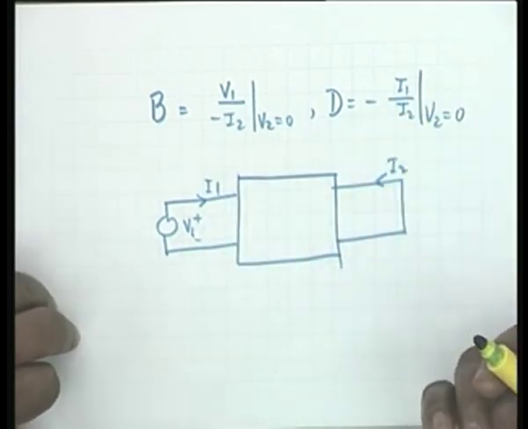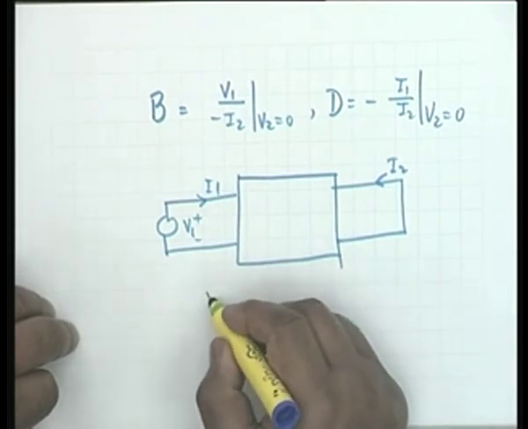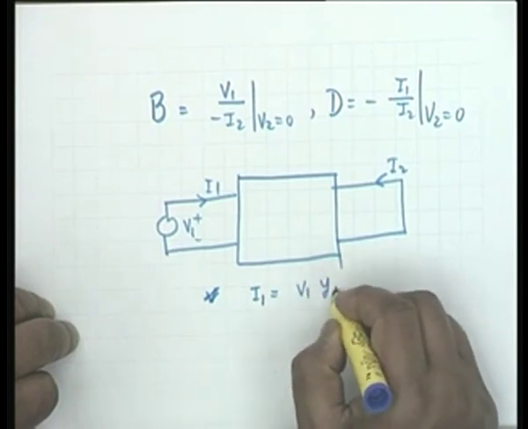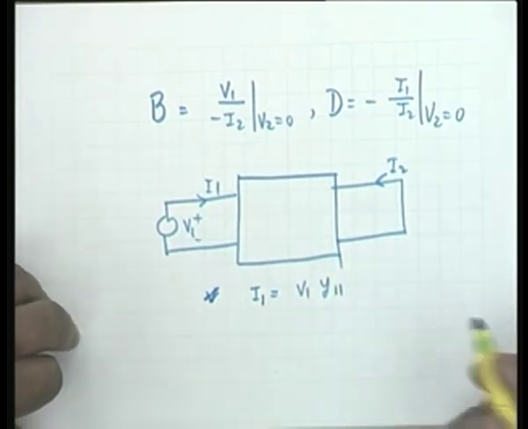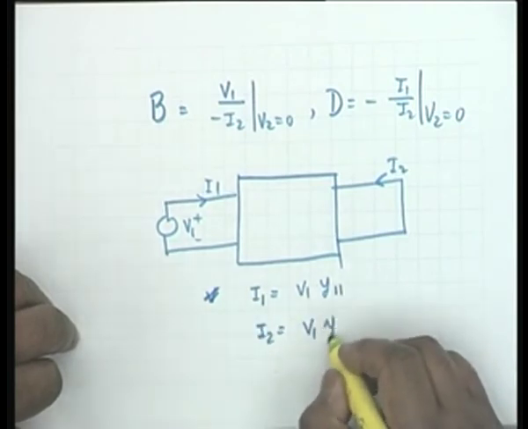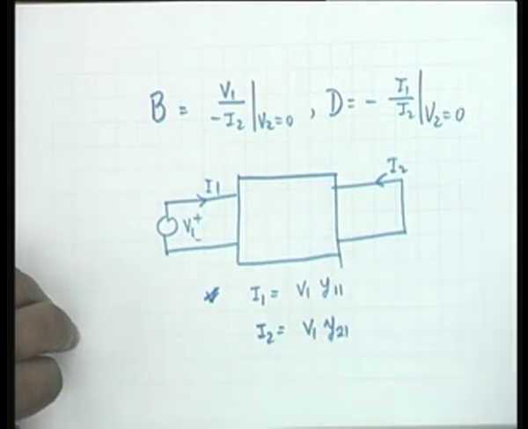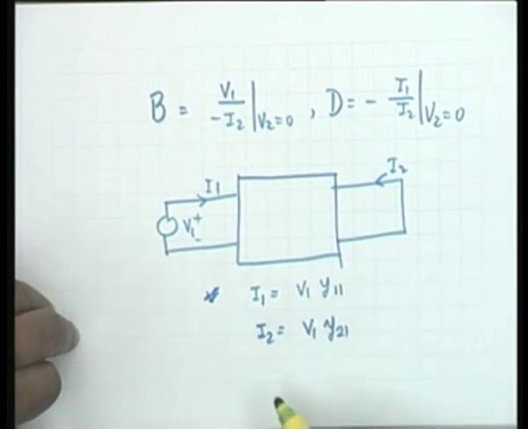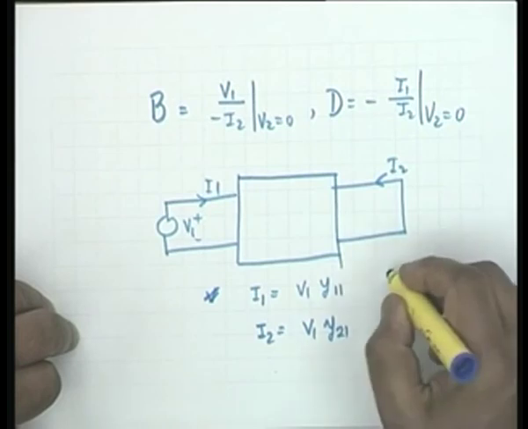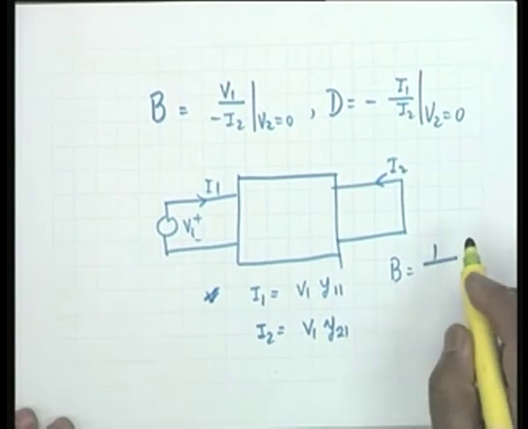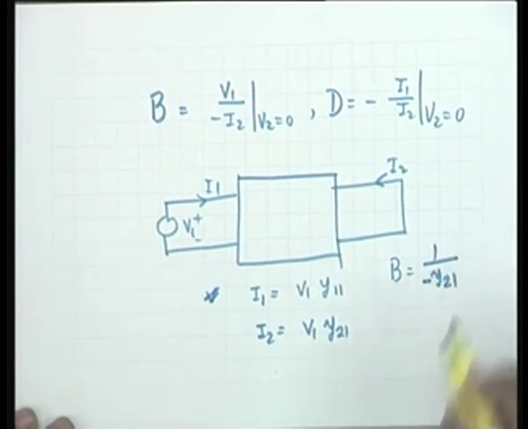Now, if I write the short circuit parameters, I1 is V1 Y11, V2 is 0, and I2 is equal to V1 Y21, because V2 is 0. The second term I need not write. Isn't it obvious that V1 by minus I2, that means B, V1 by minus I2 would be minus 1 by Y21? But the current.